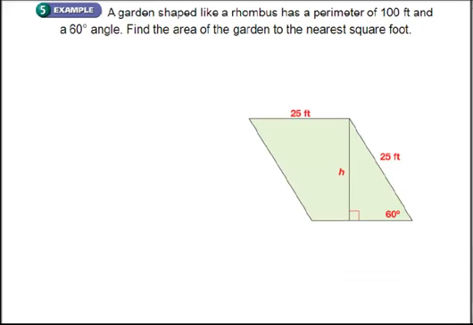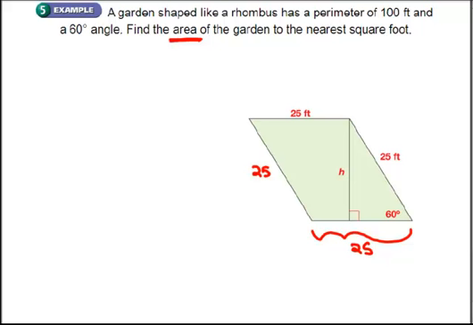A garden shaped like a rhombus has a perimeter of 100 feet. Now a rhombus is a lopsided square. And perimeter means all the sides add up to 100. That means this has to be 25, and this whole length also has to be 25. So 25 times 4 is 100. So here's my rhombus with each side equal to 25. It has a 60-degree angle in the corner. Find the area of the garden to the nearest square foot.